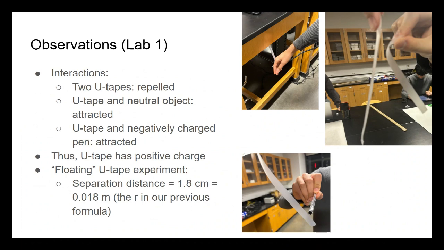So our observations are all from Lab 1, so the U-tapes repelled, but they were attracted to negatively charged objects, meaning that they were positively charged. And when we did the floating U-tape experiment, we had a separation distance of 1.8 centimeters.